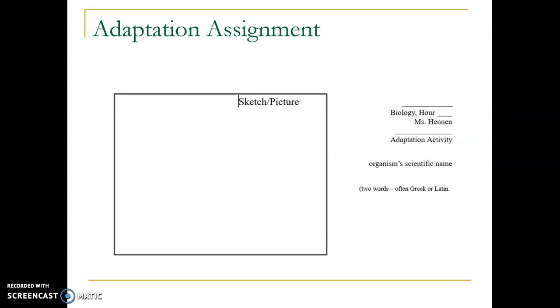Your assignment for today is to pick an organism, open the file into a Google Doc, and study that organism and its adaptations. So basically in this space, I'm going to insert a picture of my organism. The only rule is no birds, because we just talked about birds. So pick some other organism. Over here, you want its scientific name. And these are things that have two words. They're often Greek and Latin. The first word will start with a capital letter. The second one will not. So simply look up like lion and scientific name, and it will give you what that is.